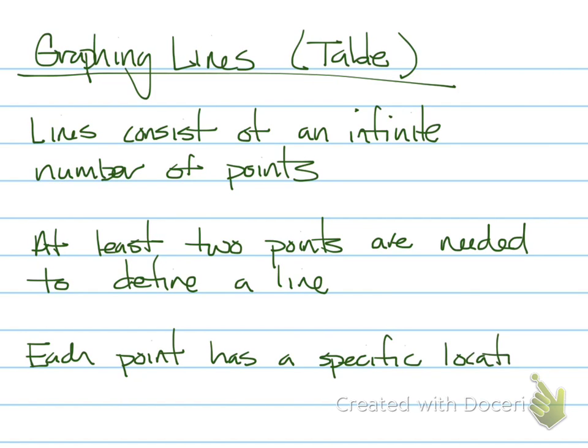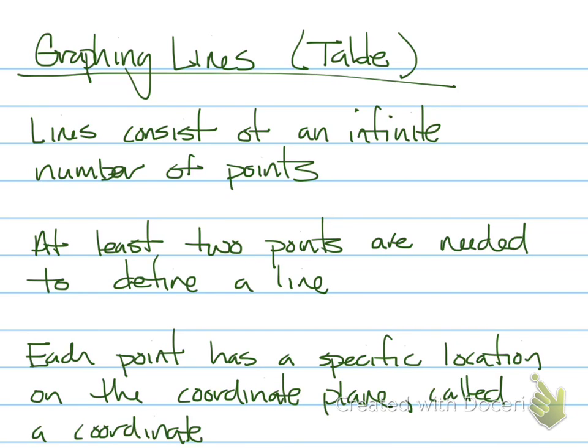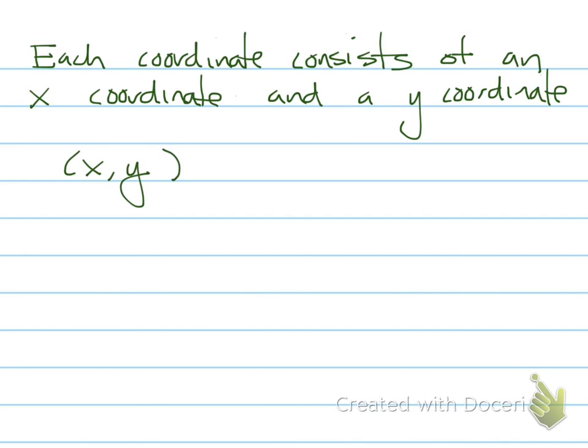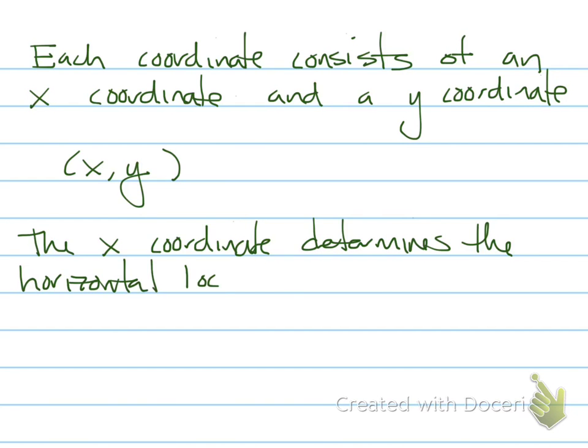Each point has a specific location on the coordinate plane called a coordinate. Each coordinate has 2 parts, giving us the horizontal location and the vertical location of the point. The first number always tells us the horizontal location, so the x-coordinate lets us know where on the coordinate plane, to the left or to the right of the y-axis, that point is located.